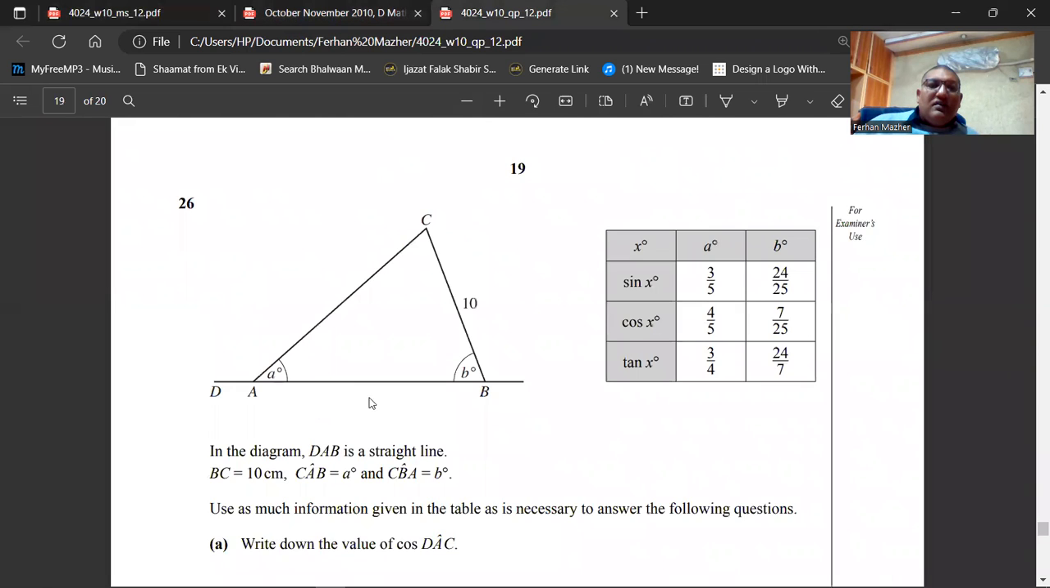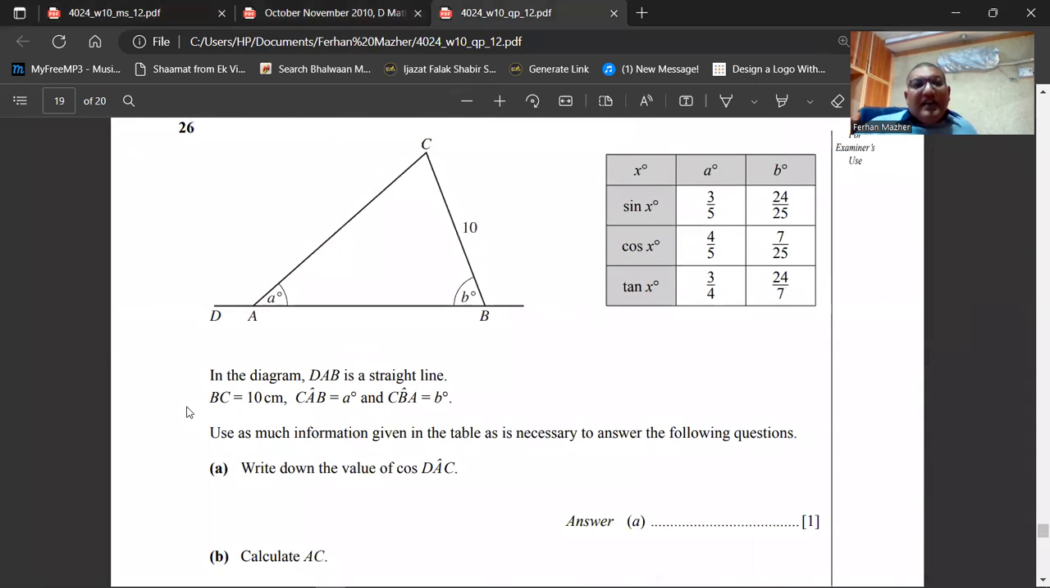Question number 26. He says, in the diagram, DAB is a straight line. BC is 10. CAB is A. CBA is B. Use as much information given in the table as is necessary to answer the following questions. Write down the value of cos DAC. So basically, he's asking you to find out the cos DAC, the cos of this angle.